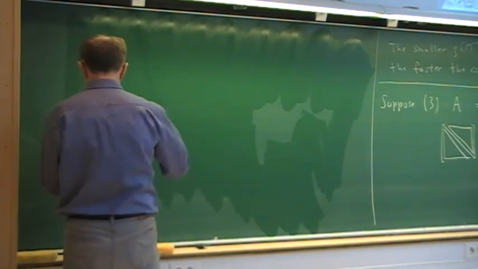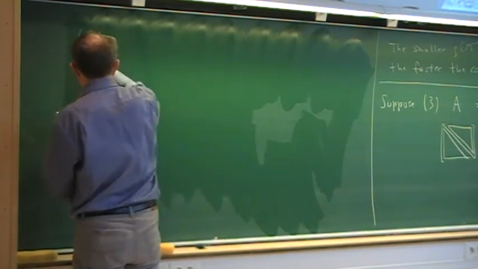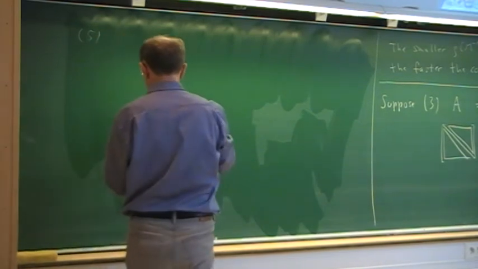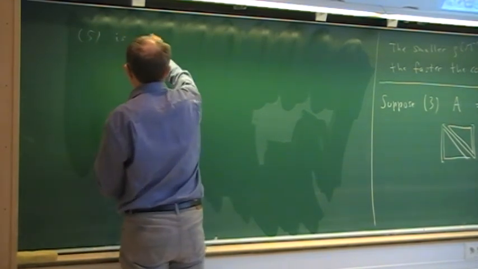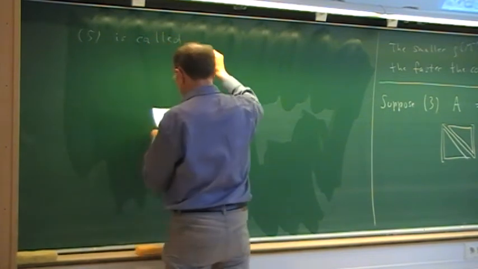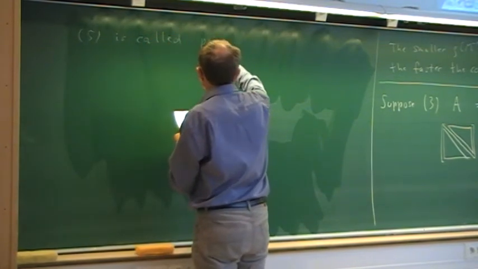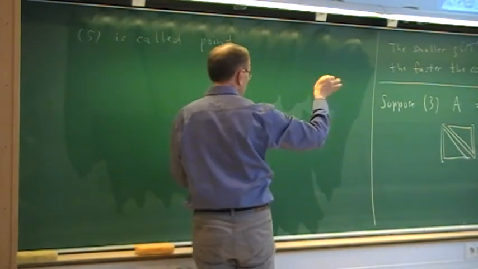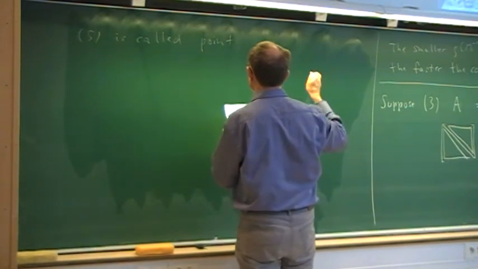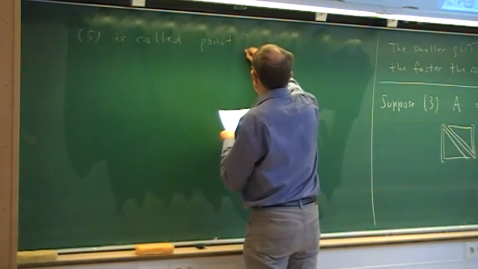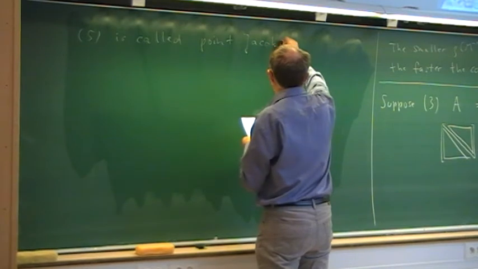So this method is called the point Jacobi method, because we do the operation on the point, in that case on the grid point P. Point Jacobi method.